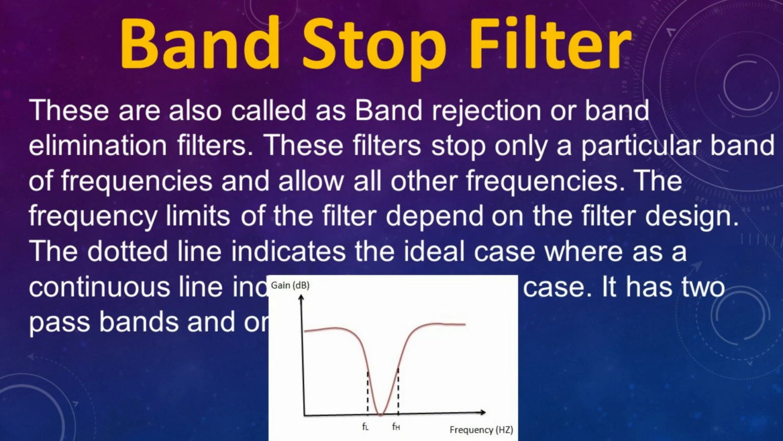Band stop filter. These are also called band rejection or band elimination filters. These filters stop only a particular band of frequencies and allow all other frequencies. The frequency limits of the filter depend on the filter design. The dotted line indicates the ideal case, whereas the continuous line indicates the practical case.